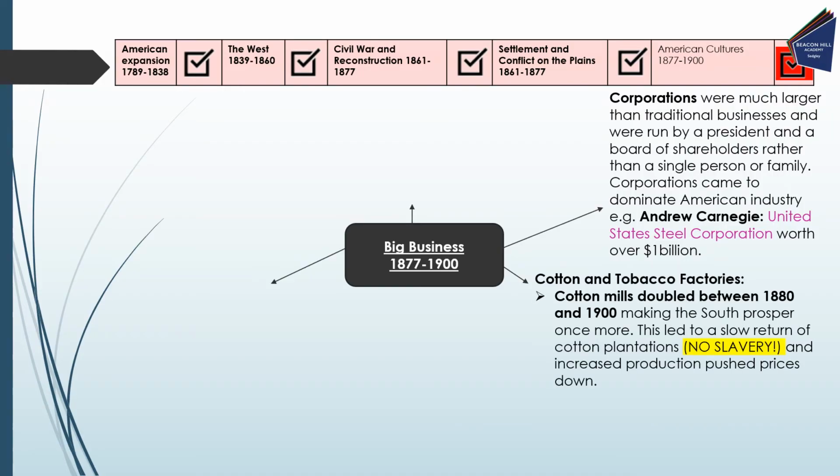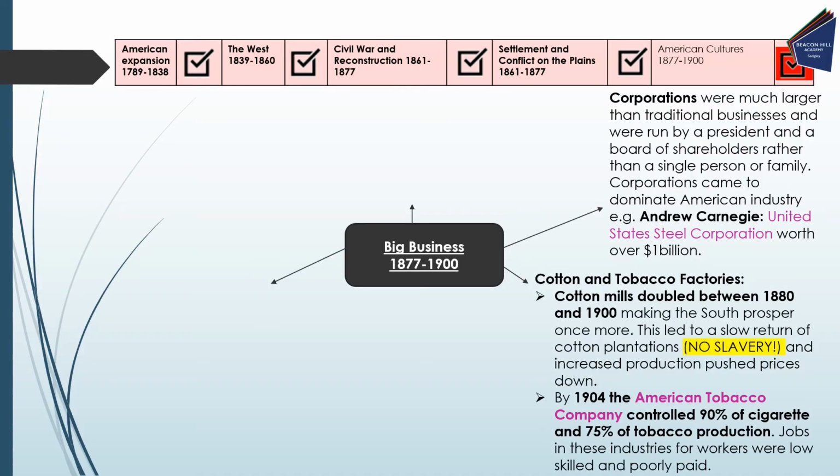Another example of big business is the cotton and tobacco factories. So cotton mills doubled between 1880 and 1900. Now, I've put here in yellow, no slavery. Yes, we are talking about cotton, but we are not talking about slaves in this time period. There were cotton plantations that were used to produce the cotton, but there is no use of slavery on these plantations. So please, please, please do not speak about that. If you are speaking about cotton, it needs to be the phrase cotton mills that you are using in the exam. The increased production pushed prices down.